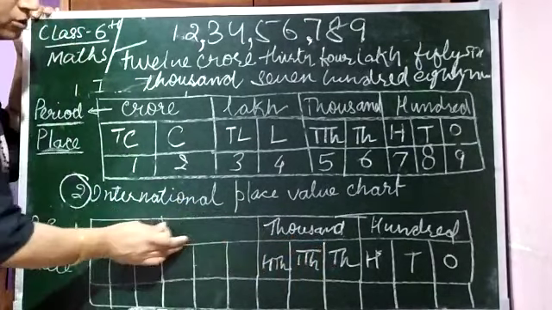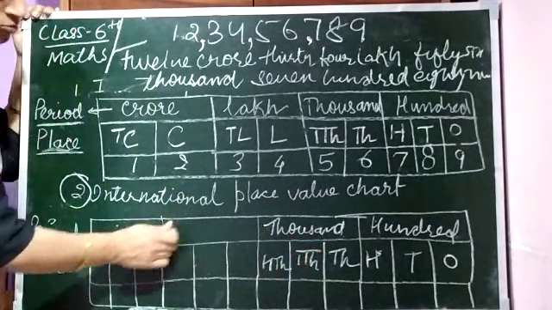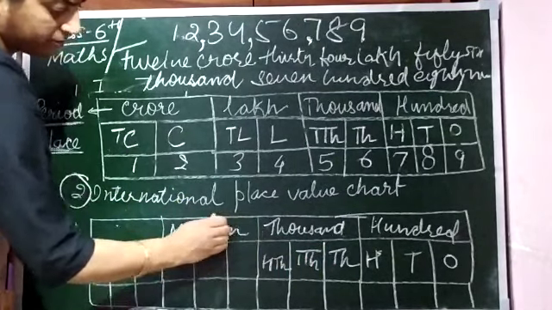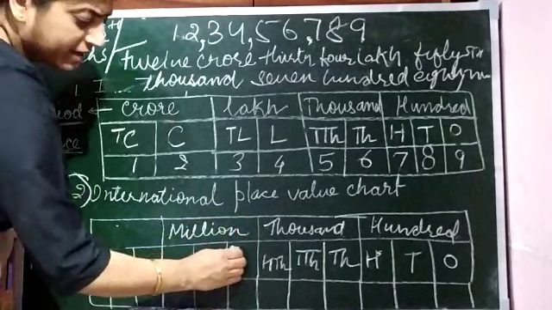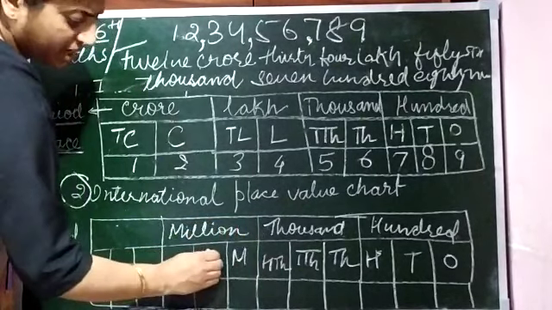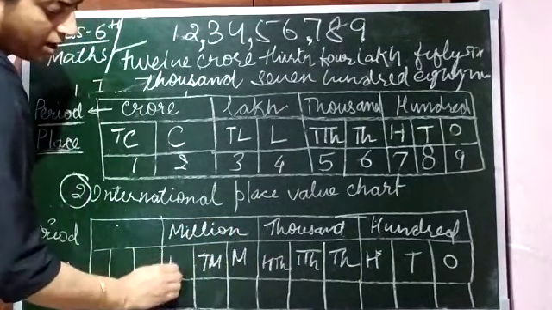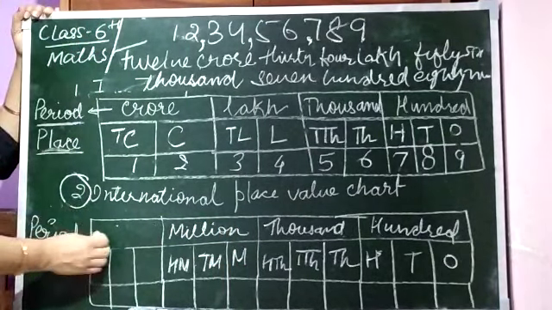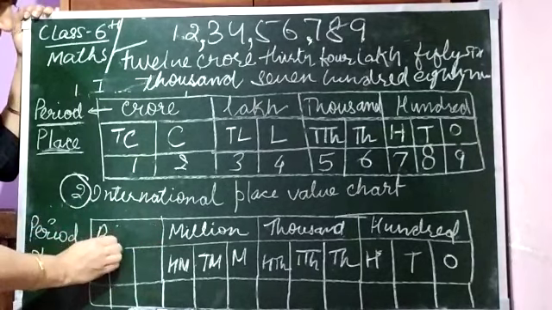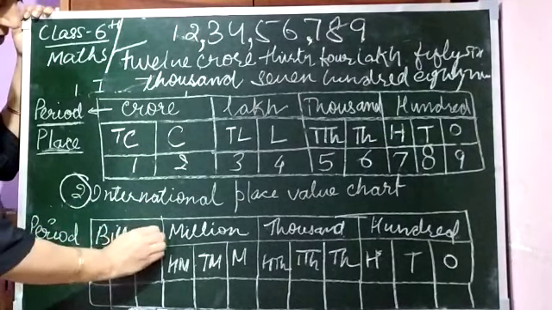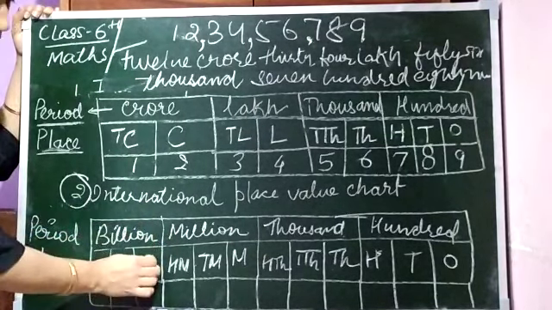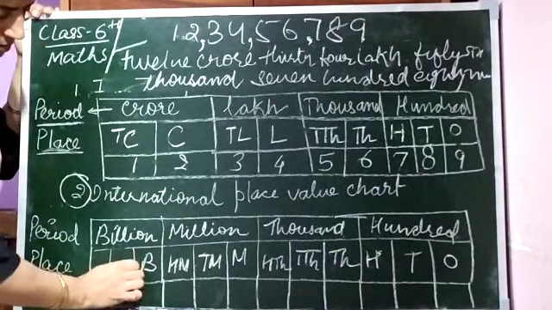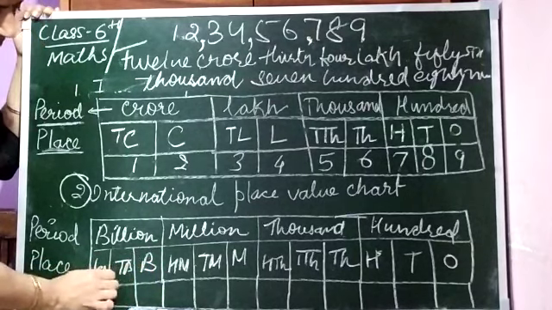Okay. Now come to the third period, that is what? Million. 1 million, 10 million, 100 million. Right? Then after, the fourth period is what? Billion. Right? Billion, 1 billion, 10 billion and 100 billion.